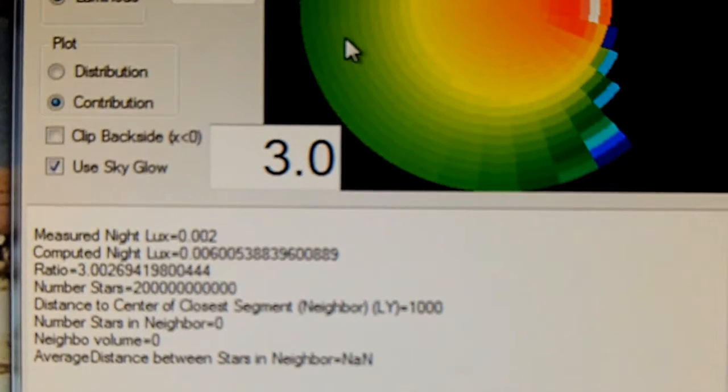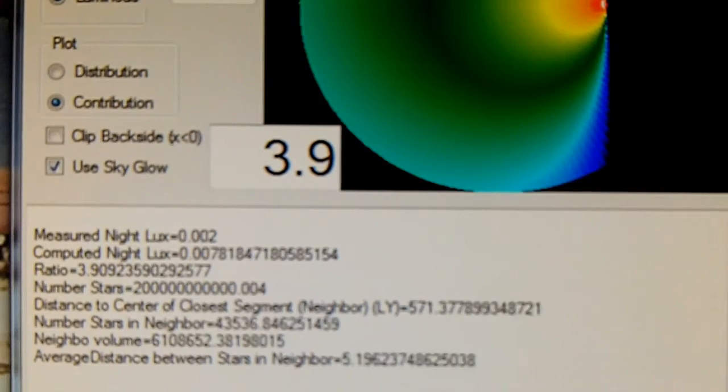The number of radial segments, let's put 150, and the number of angular, 150. I'm sorry, I got it backwards. Okay, so this is saying that the distance to the center of the closest segment neighbor is 571 light years, which is a lot. And the number of stars in that tiny little segment is 43,000 or 44,000. And that little neighborhood volume there is 6 million square light years. If you take the average distance between the stars, it's about right.